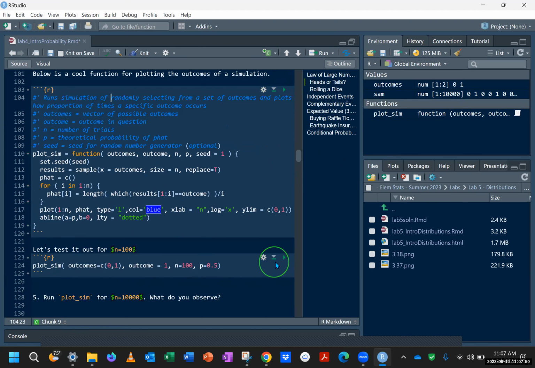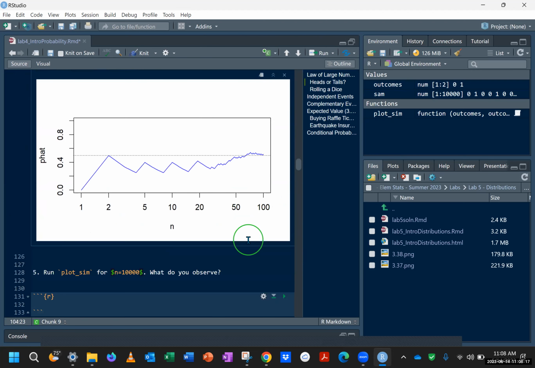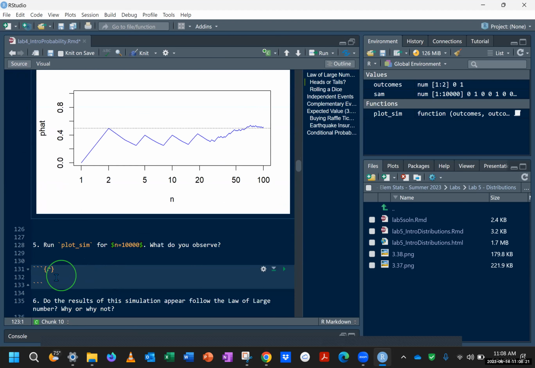So if I plot this function now, it tells me as n increases, we got n up to 2, 5, 10, 20, 50, 100. The proportion of heads looks like this. It gets higher, lower, higher, lower, higher, lower, but it gets closer and closer and closer to what we would expect, the 50% here. So that line represents the theoretical probability of heads. And so let's run that again, but now let's use 10,000.